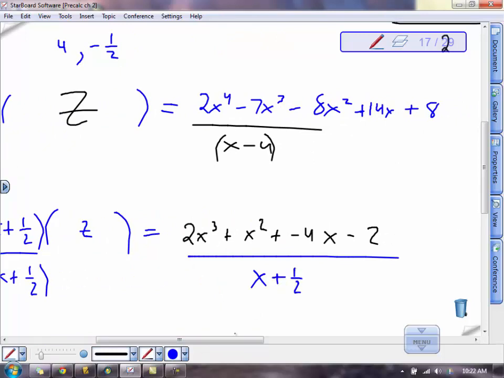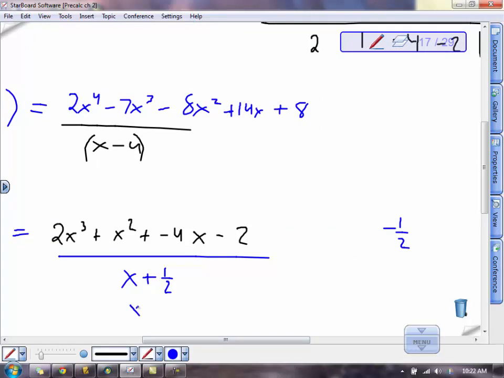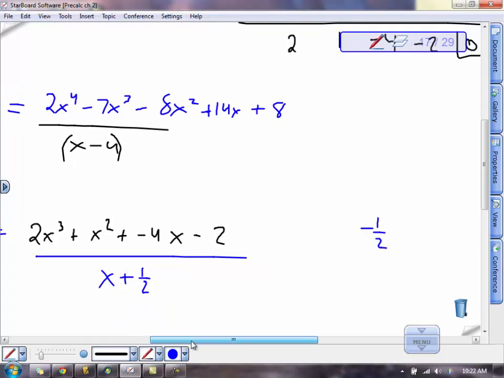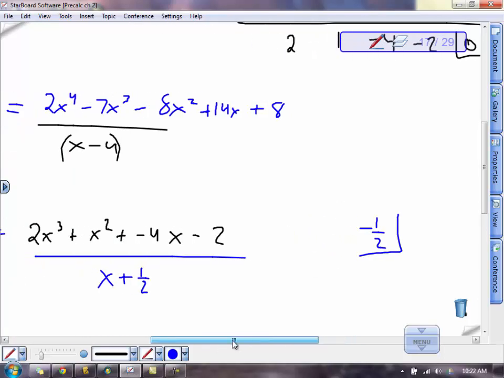So I'm going to divide this by x plus 1/2 with synthetic division and put -1/2, because remember this is x minus k. And so k in this case must be -1/2. And yes, you can do synthetic division with fractions. Divide that into 2, 1, -4, -2.